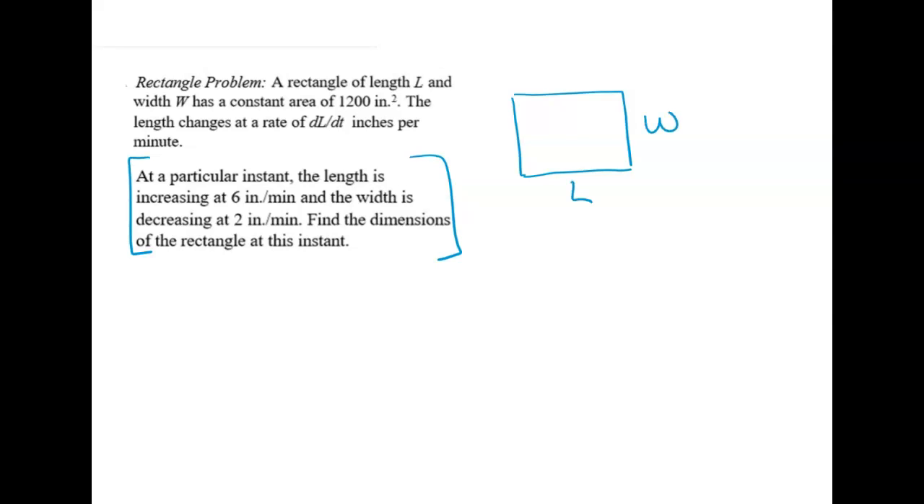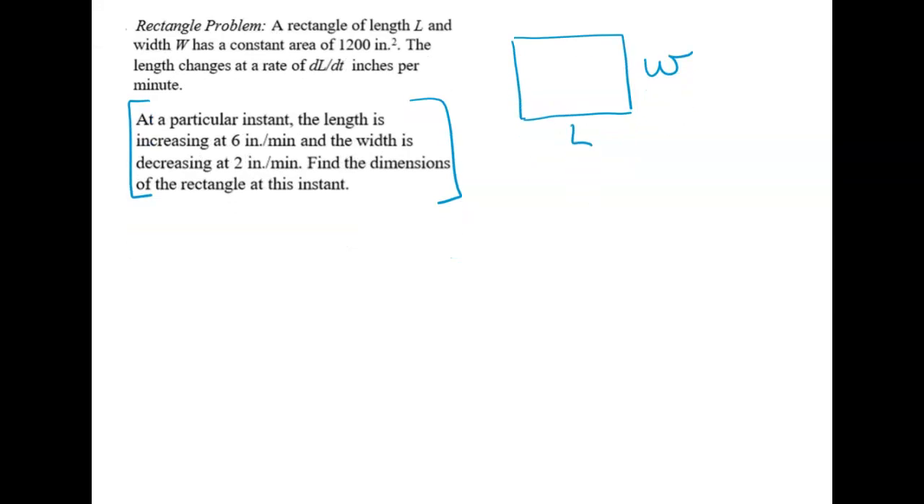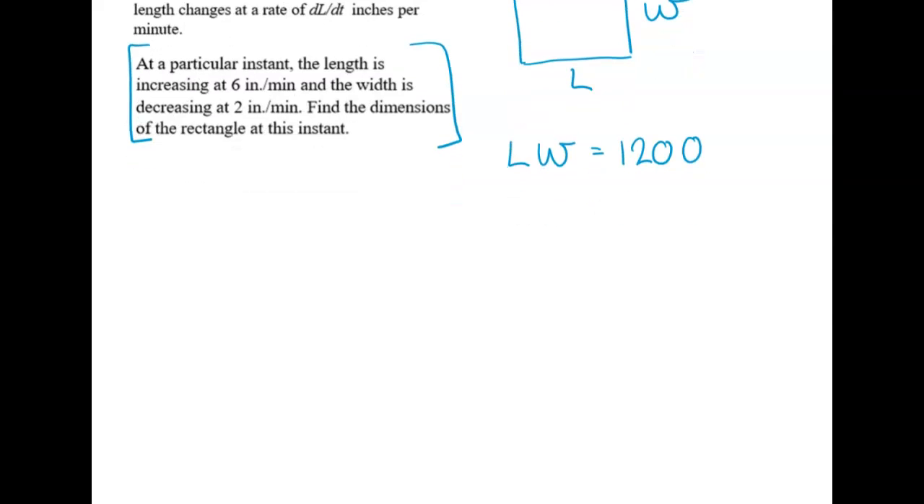Length, width. I know that length times width equals 1200. And if that's true, I also know that length equals 1200 over width. I also could have said that width equals 1200 over length. So you could really differentiate either one of these initial equations. I'm just going to use length times width equals 1200.